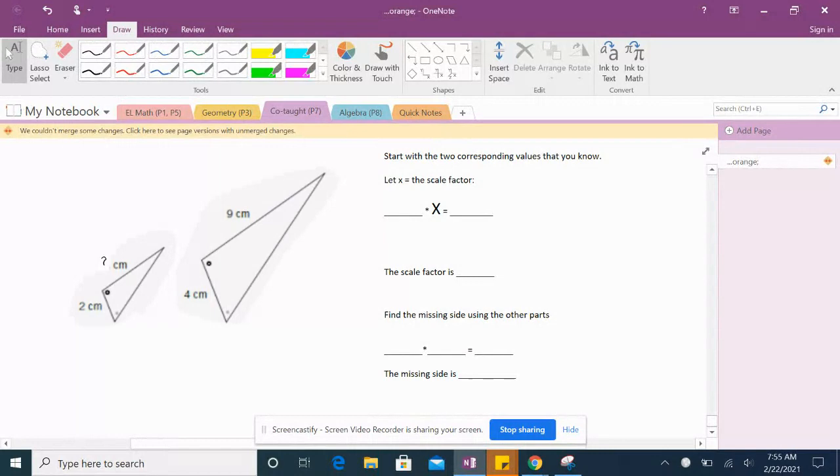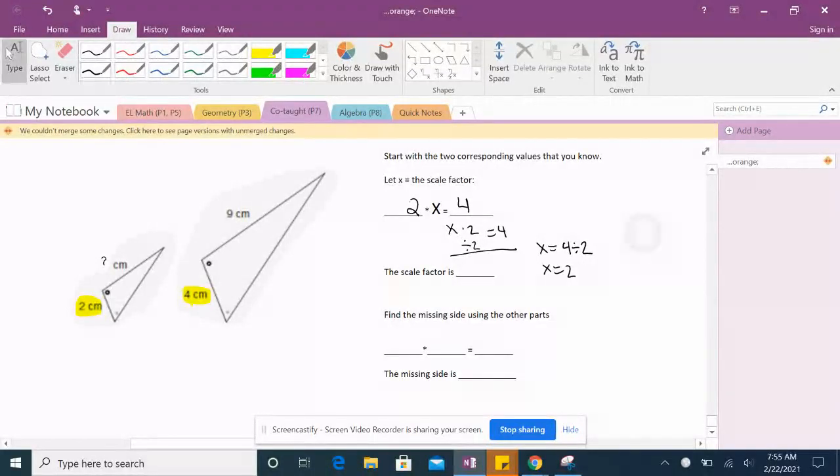Okay, again, start with two corresponding values that you know. Otra vez, empezamos con dos valores correspondientes que sabes. So we know that this line is 2 and the other small line is 4. Sabemos la línea en el primer imagen es 2 y la línea chiquita en el otro imagen es 4. So 2 times our scale factor equals 4. 2 por el factor de escala que no sabemos es igual a 4. Now we backtrack. So x times 2 equals 4. Divide by 2. X equals 4 divided by 2, which is 2.